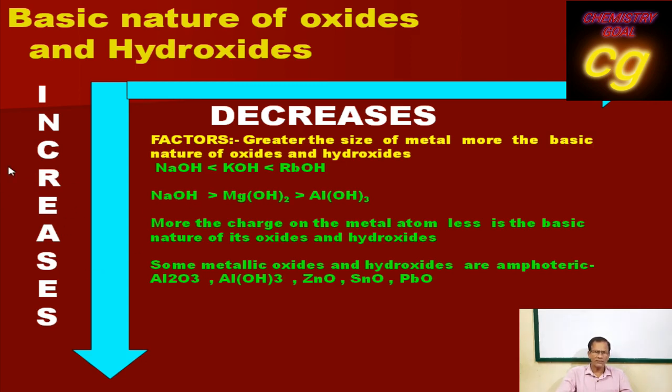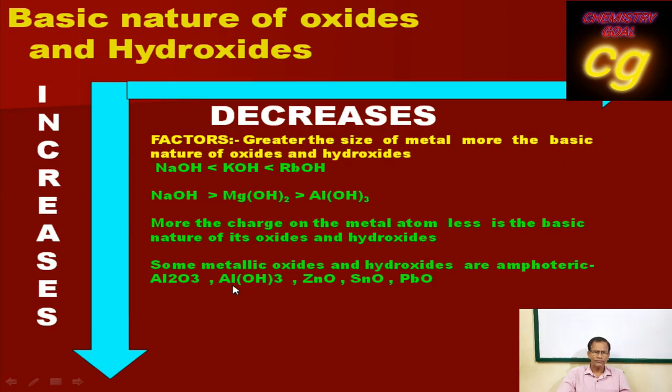Sodium hydroxide is more basic than magnesium hydroxide and aluminum hydroxide, because as sodium, magnesium, aluminum size decreases, basic character decreases. So this is just the opposite. More the charge on the metal atom, less is the basic character. Very important: if the central atom carries more positive charge, then the basic character of its oxides and hydroxides will be less. This is very important, we have to remember.